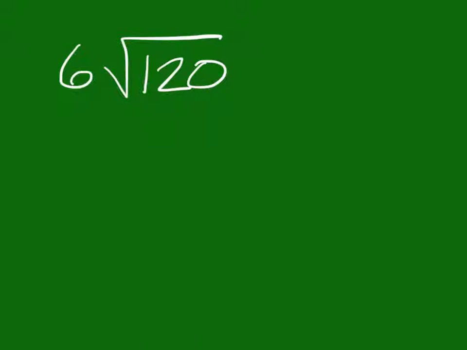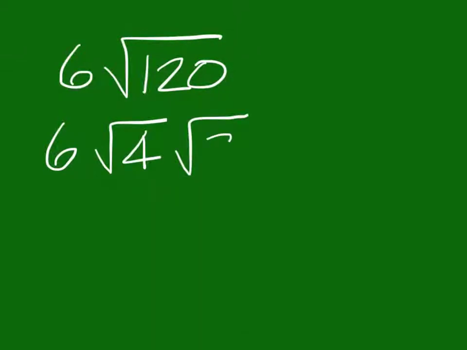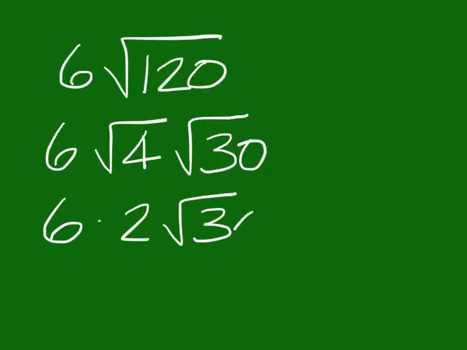The highest perfect square that will come out of 120 is 4. And you multiply that by 30. Square root of 4 is 2. Final answer is 12 square root of 30.